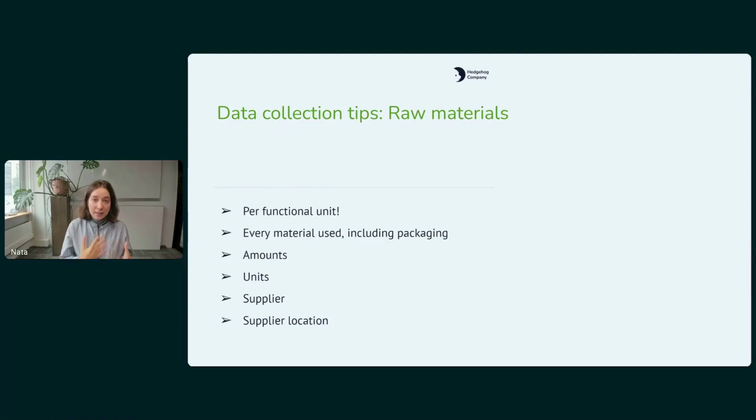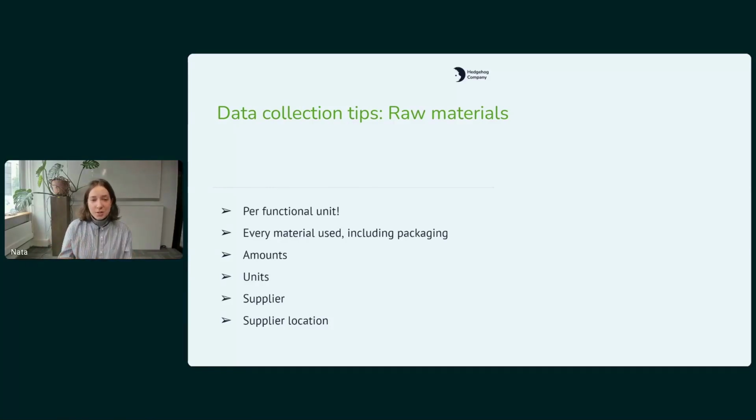I think the thing that I repeat most to the clients is that all the weights and other amounts of the raw materials that go into the production of your product need to be provided to us per functional unit. So if the functional unit, for example, is 1 cubic meter, then we need to understand what materials are used to produce 1 cubic meter of the product.